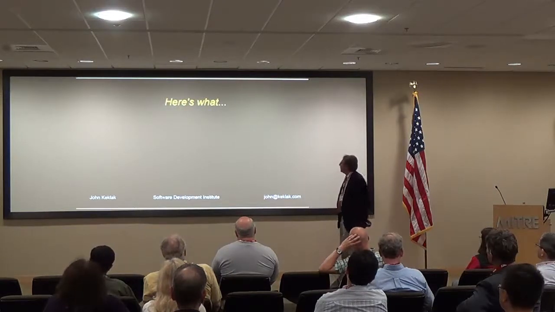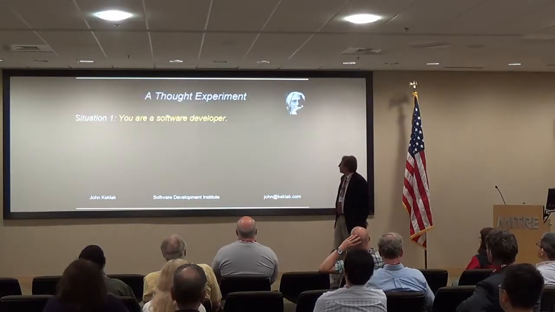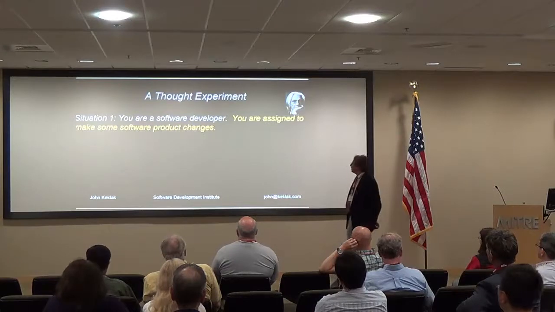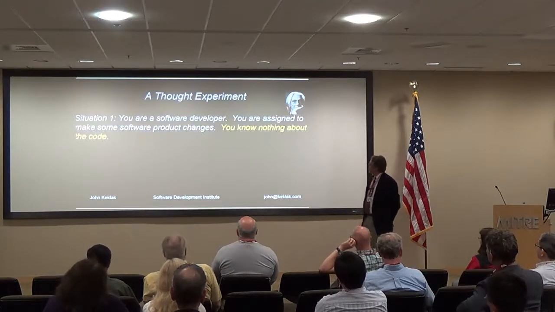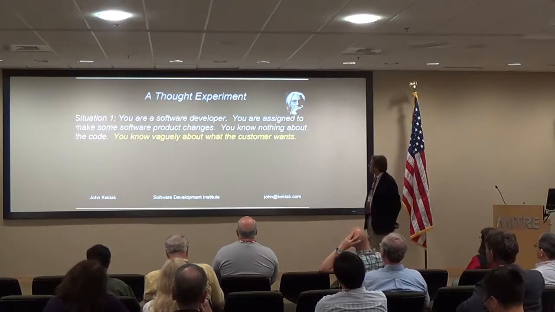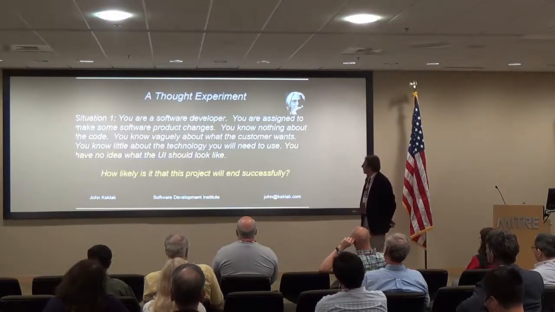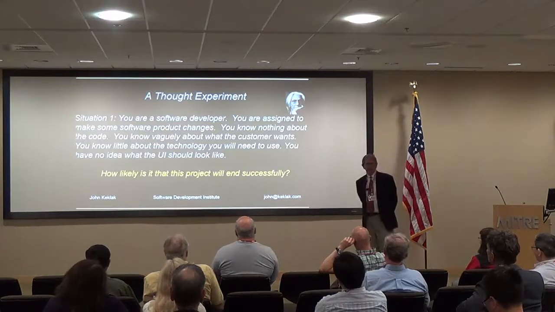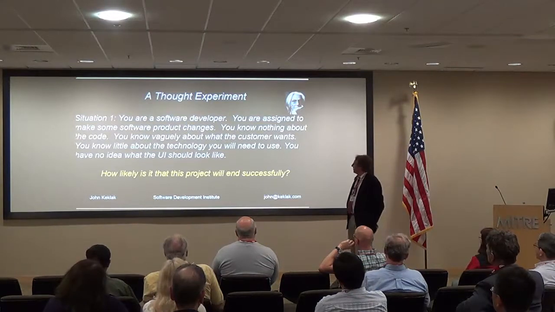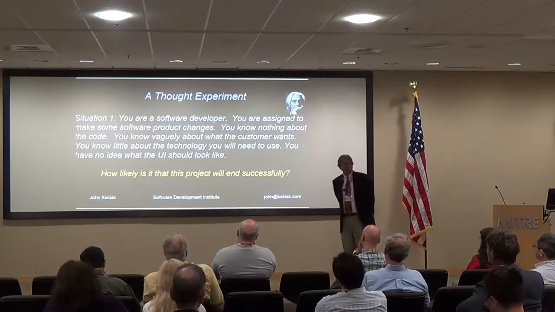And here's what the big deal for me was, which I'll explain with a thought experiment. You're a software developer. You're assigned to make some changes. You know nothing about the existing code. You vaguely know what the customer is asking for or needs. You need to get up to speed with the technology. Also, you have no idea what the user interface should look like. How likely is this to end successfully? So this was the state early on. And they kept themselves in this state, and it was no surprise that usually 7 out of 9, 8 out of 9. I think I had terms where nobody had anything working.